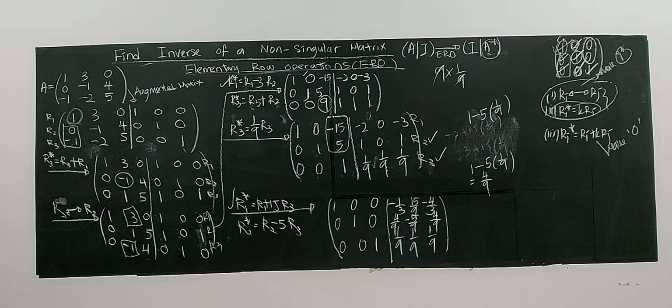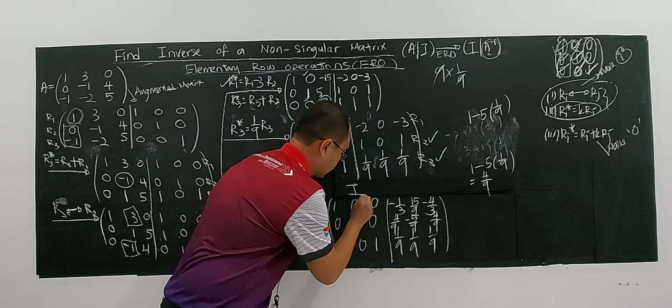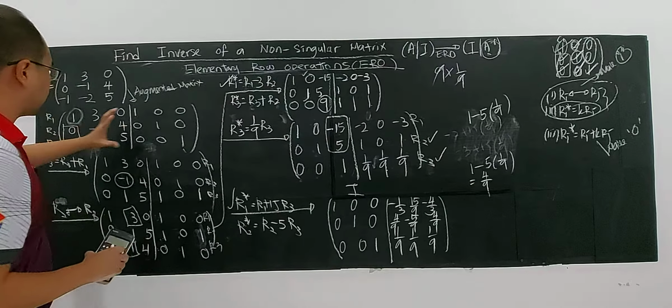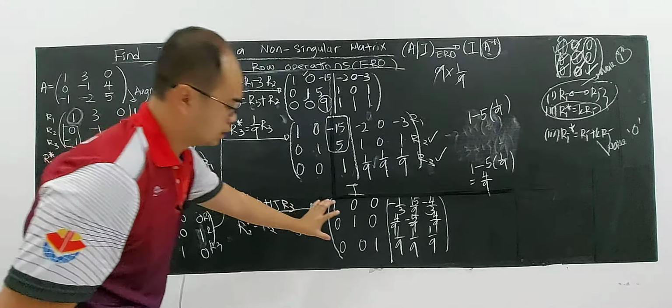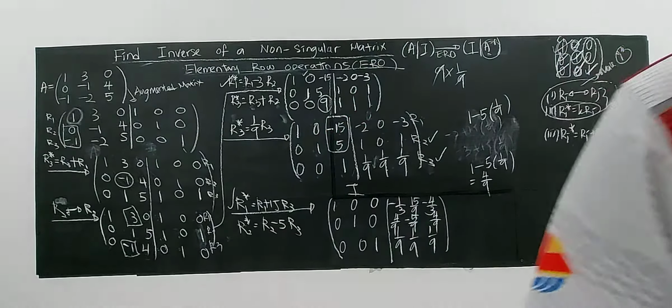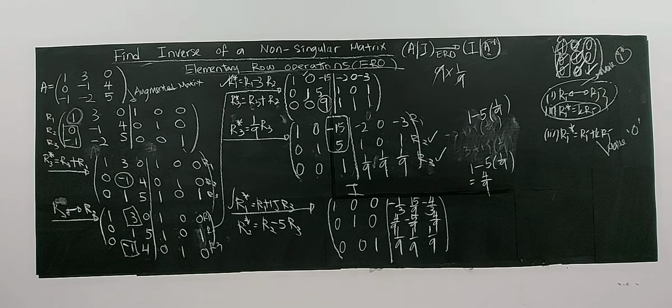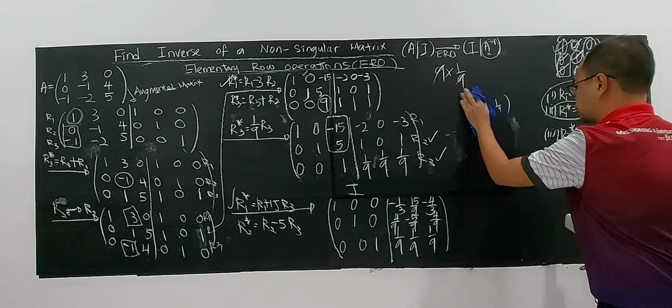So finally, you have reached the identity for the left hand side. From the right hand side, it becomes the left hand side. So automatically, this will become your inverse matrix, right? Inverse matrix. So you state your inverse matrix here. So what is your inverse matrix, right?